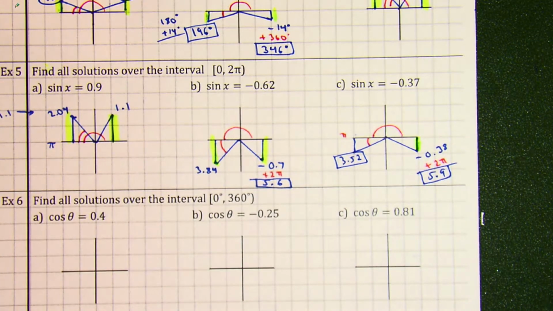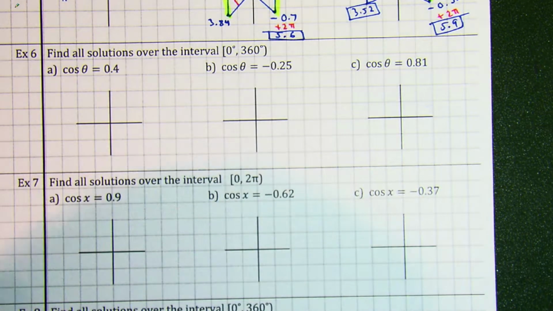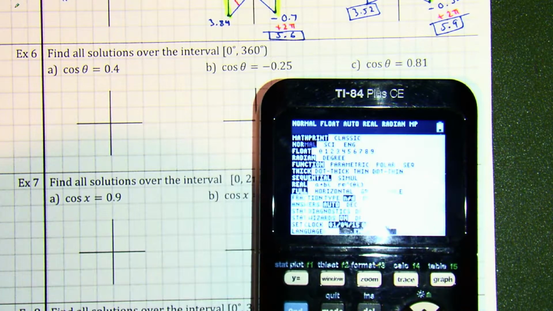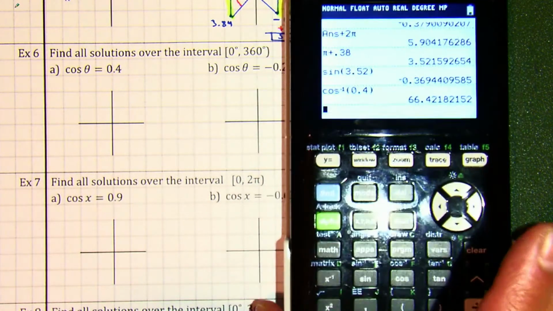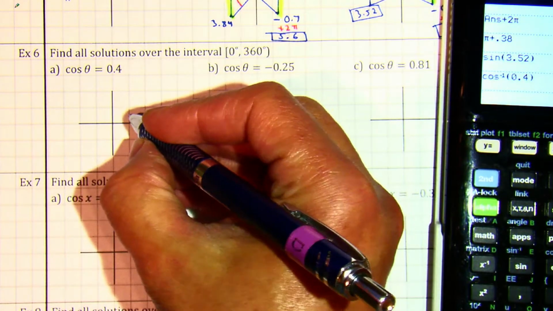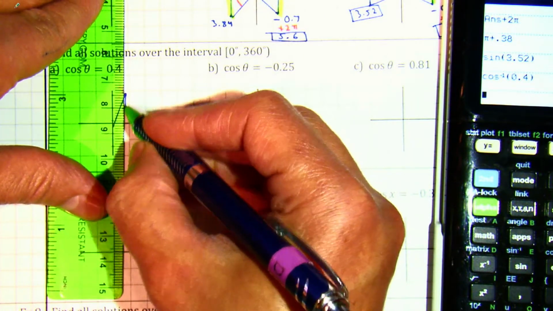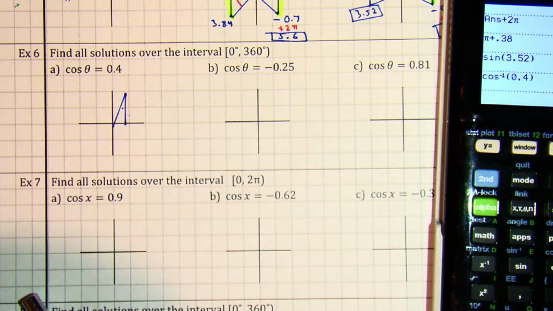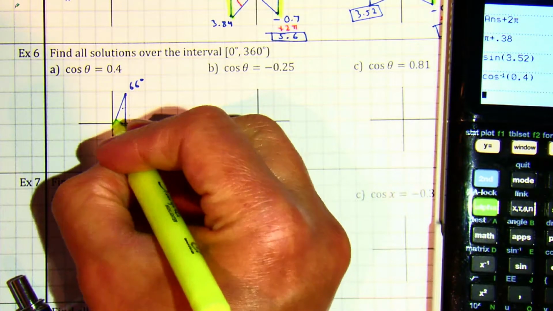How about for cosine? How does that work? First, let's go and do it in degrees. So let's change your calculator to degrees. And I'm going to take the inverse cosine of 0.4. And that is 66 degrees. So therefore 66 degrees is up here. And now cosine, and that's 66 degrees. Cosine is your x value.